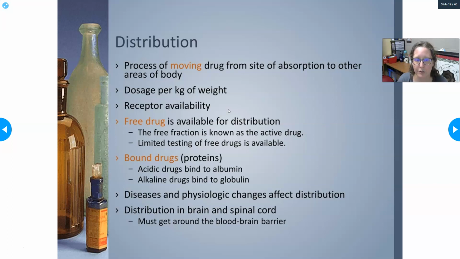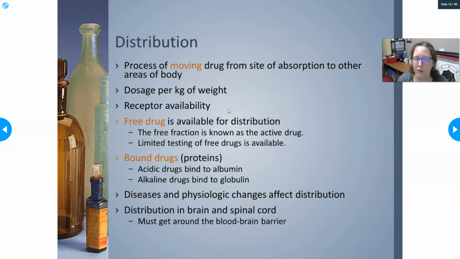So in the distribution, free drug is what is available for distribution that's really bioactive. It's the active form of the drug that can have the therapeutic effect. But we have limited testing available for free drugs. The bound drug is bound to protein, and so acidic drugs will bind to albumin, and alkaline drugs will bind to globulin, but either one, they're bound to protein. If they're bound to protein, they're not active, right? They have to be released from their protein in order for them to have action.